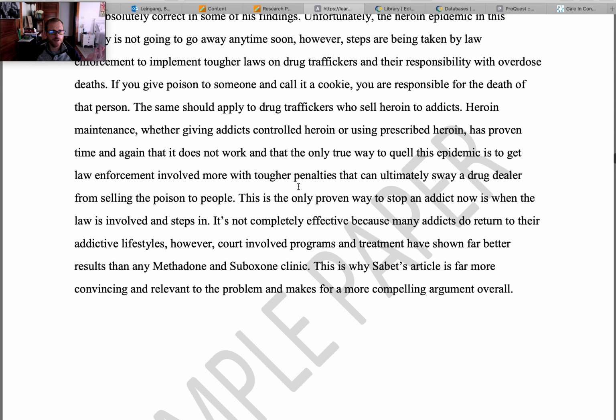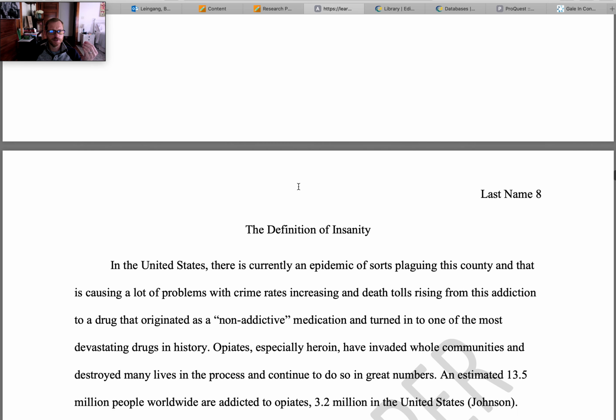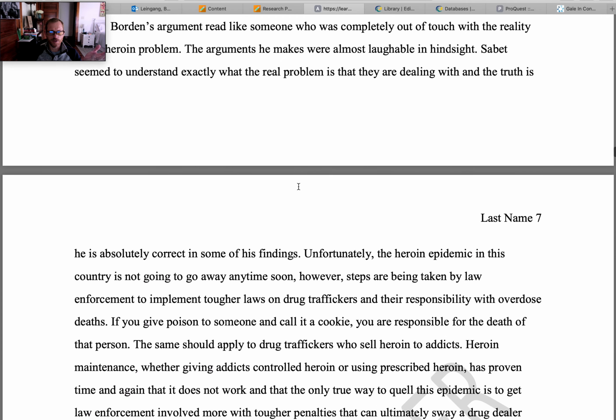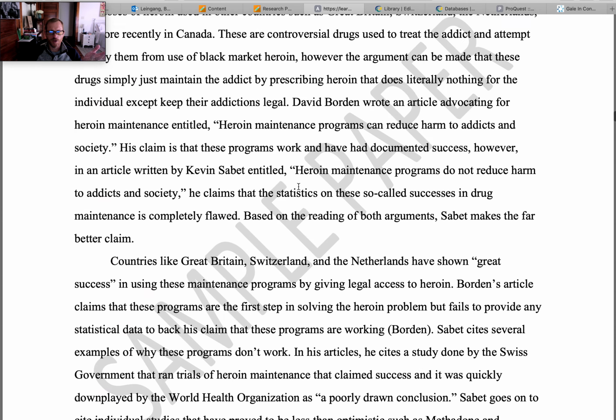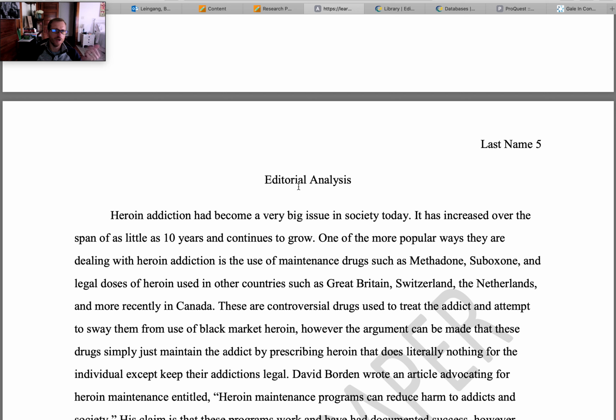So here we are. The truth is that statistics show these programs do not work, and that they are simply a desperate attempt to quell a problem that's already gotten out of control, right? So here this student author is directly contradicting or challenging these authors, which is great. I want you to do that. So read through these examples, see how they work. It's not terribly long, only 2.5 pages, roughly, almost 3. So just under 1,000 words. So try to get something like that. So that is the editorial analysis. If you have questions, please make sure you contact me.